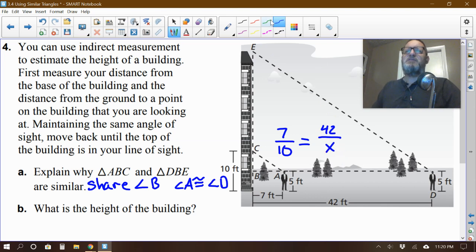Okay. So does someone see a way of getting this x quickly without having to do our cross products? I see something. Do you see it? It's right here. 7 times what is 42? Well, it's times 6. 7 times 6 is 42. So I don't know if you've seen this one before, but whatever you do to the numerator, if you multiply the numerator by 6, if you also multiply your denominator by 6, you create an equivalent fraction. So 10 times 6 is 60. There we go. So this building is 60 feet tall. All right, super. Moving on.